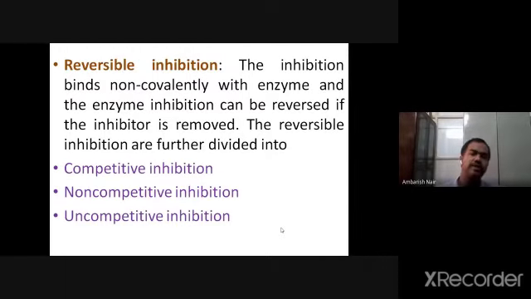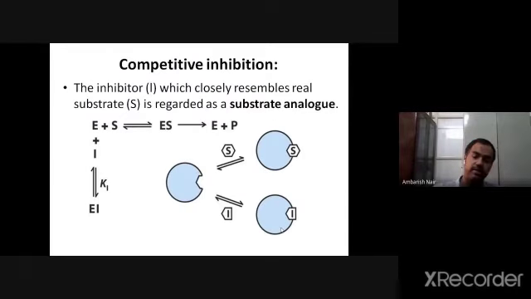We'll go to the next important part, that is competitive inhibition. So what is competitive inhibition? Competitive inhibition happens in a case where molecular mimicry exists. That's very important: molecular mimicry. That means if something is mimicking something else, then there is a chance of competitive inhibition.